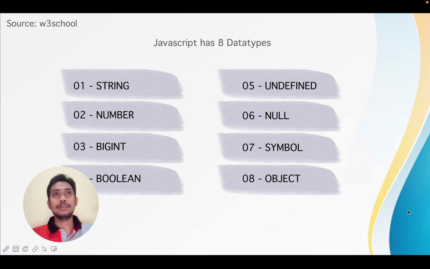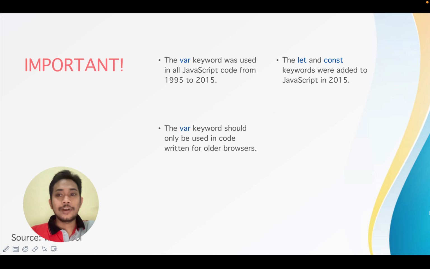And if we talk about JavaScript data types, JavaScript has 8 data types. First string, the second number, third BigInt, and the fourth is boolean, five is undefined, six is null, and seven is symbol. The last thing is object. We will not talk about all of them in my presentation. We just talk about var, let, and const.